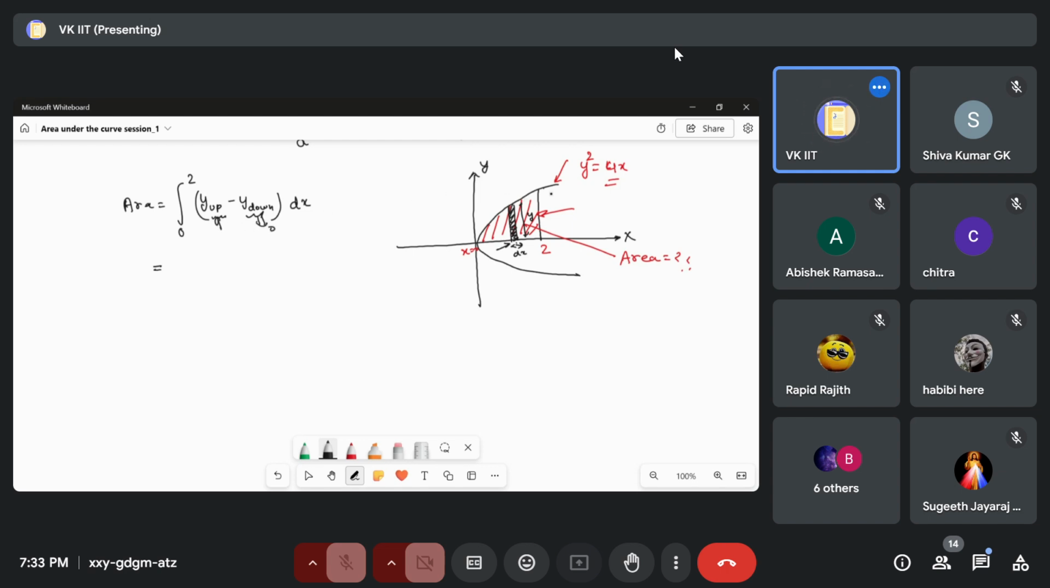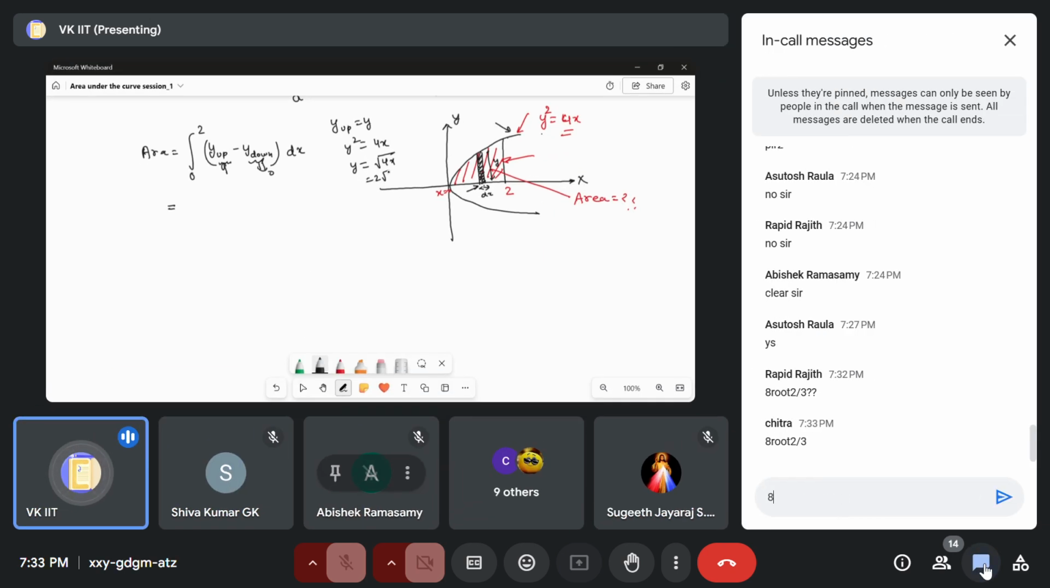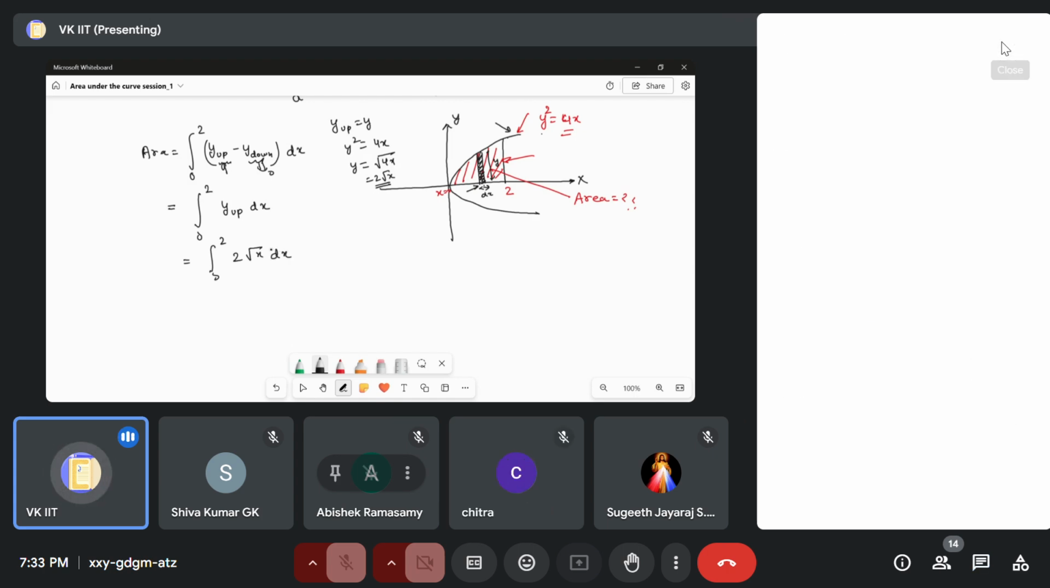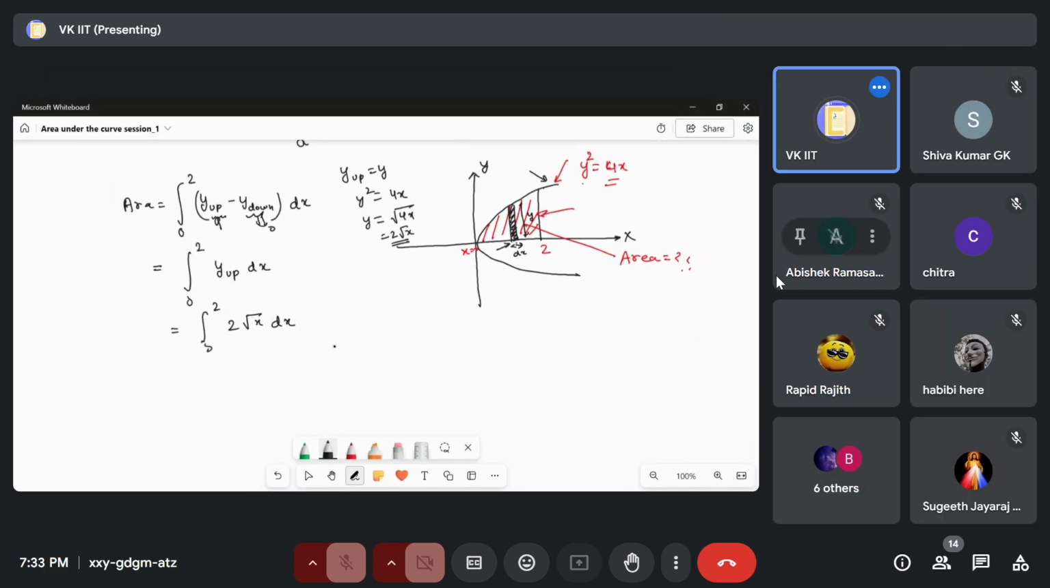And what is y up? Y up will be nothing but the y function, because y up is nothing but y only. And since y square is given as 4x, we can say y will become under root of 4x, or we can say 2 under root x. Positive only we require, because it is above the x-axis. So therefore, the answer will be simply y up into dx, and that will give you nothing but the integral from 0 to 2 of 2 under root x dx, and hence you can integrate and put the limits.